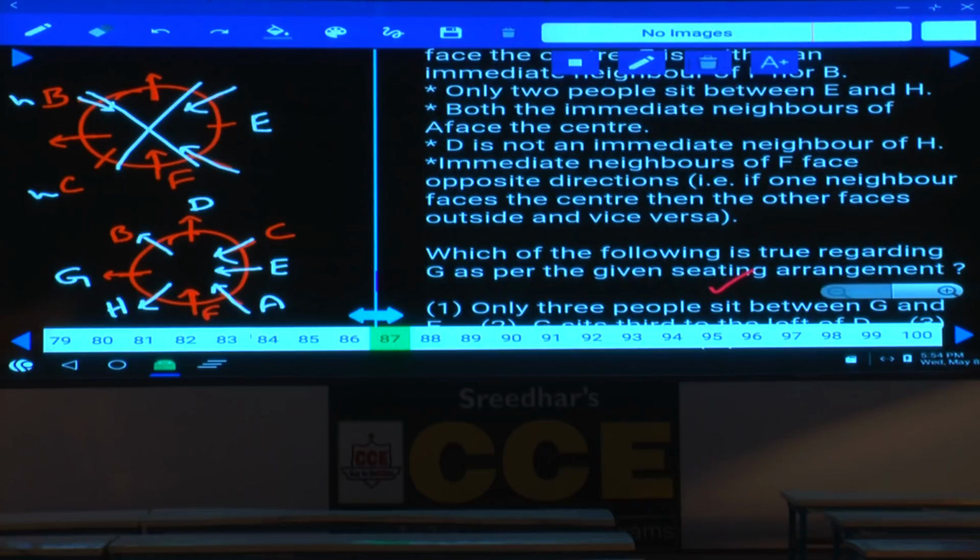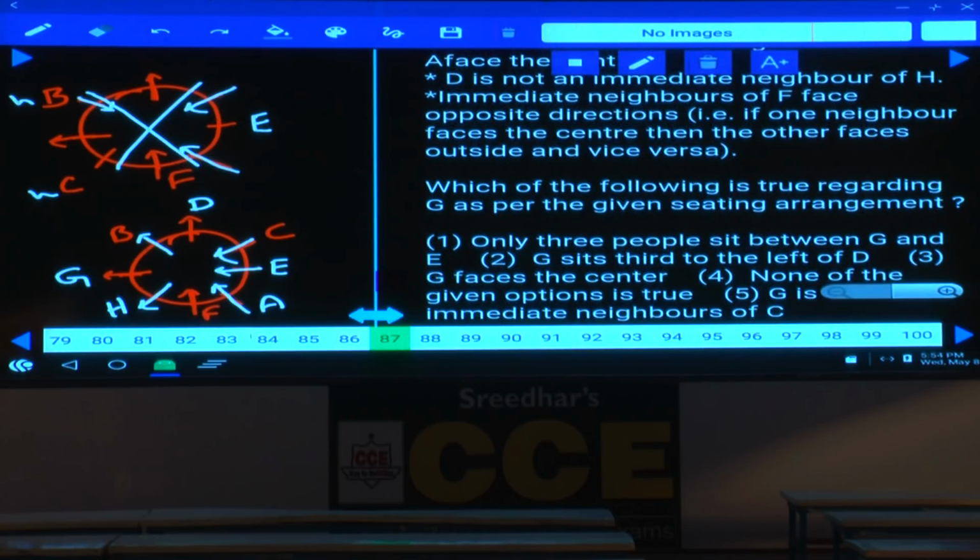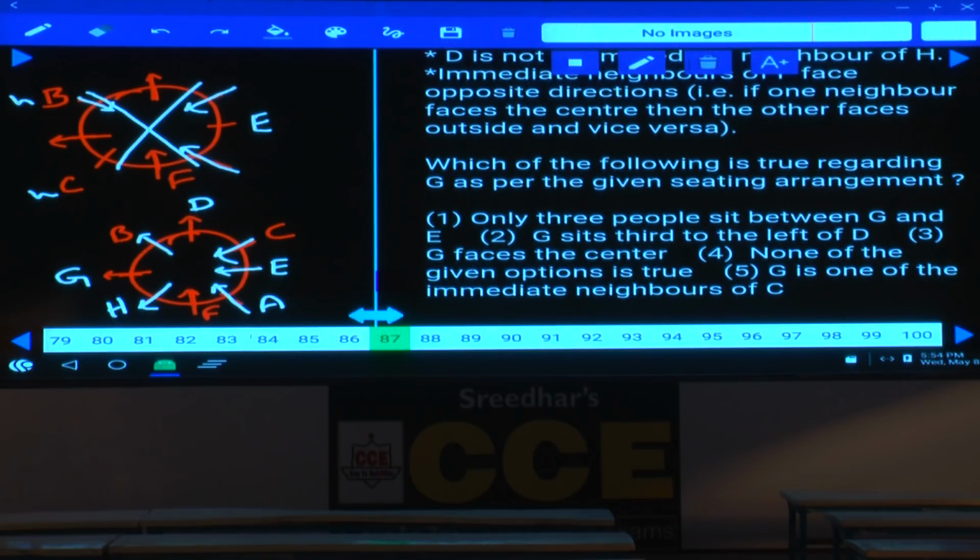Then 87, because some new students were there in this batch and some other students are asking for the questions as well. Which of the following is true regarding G? Only 3 people sit between G and E. Yes, definitely true, choice 1.